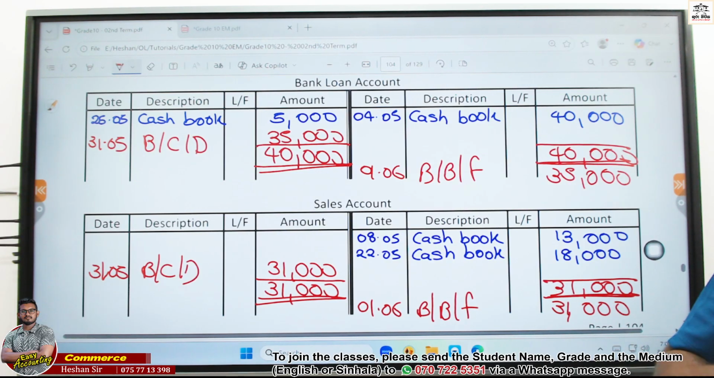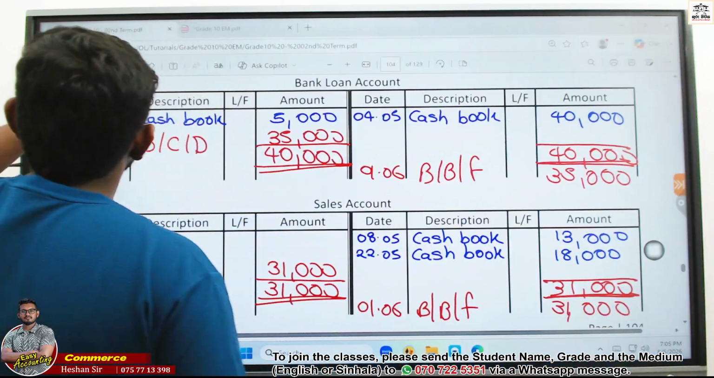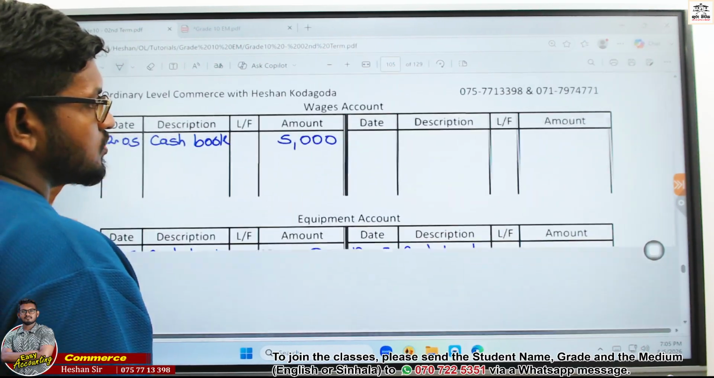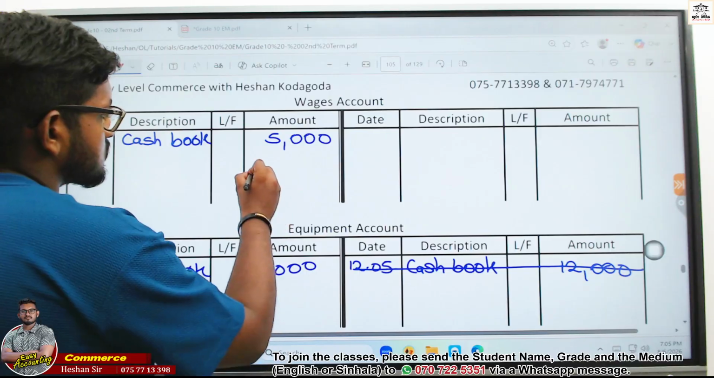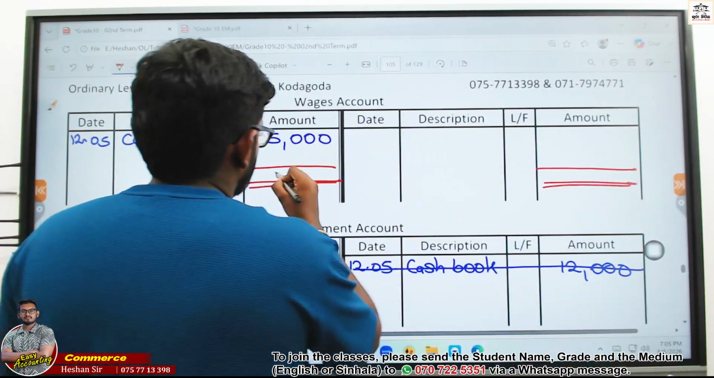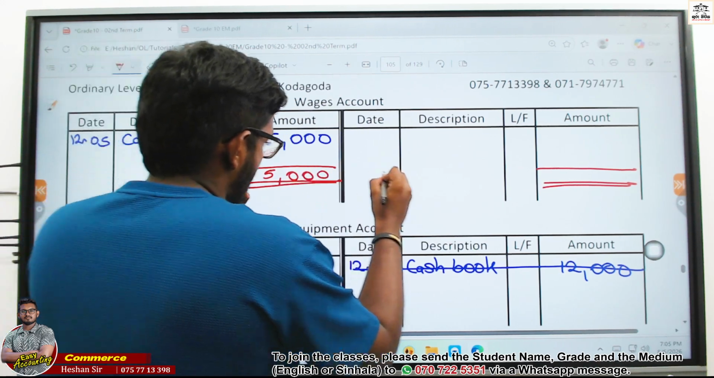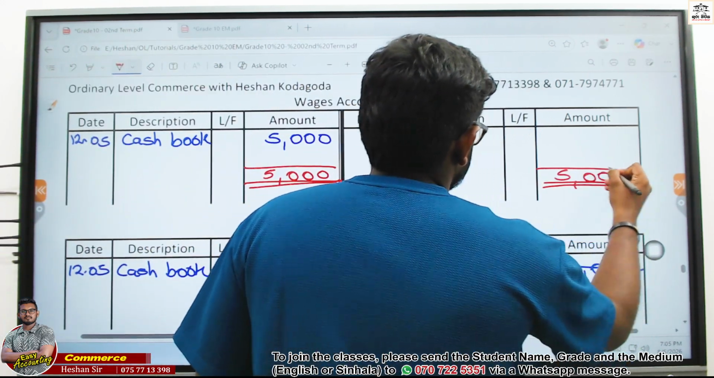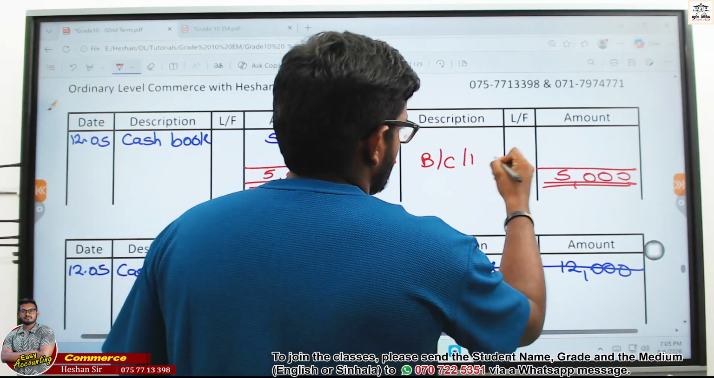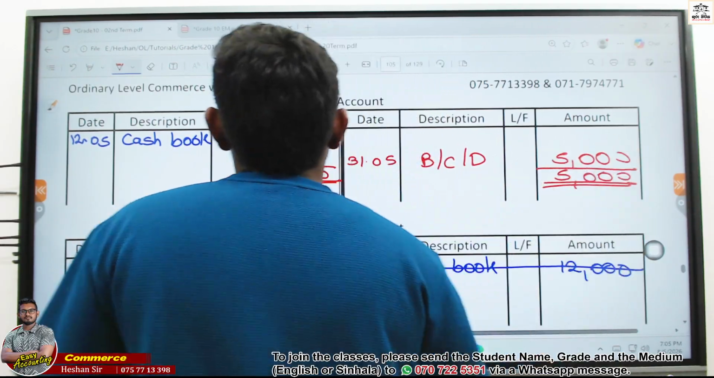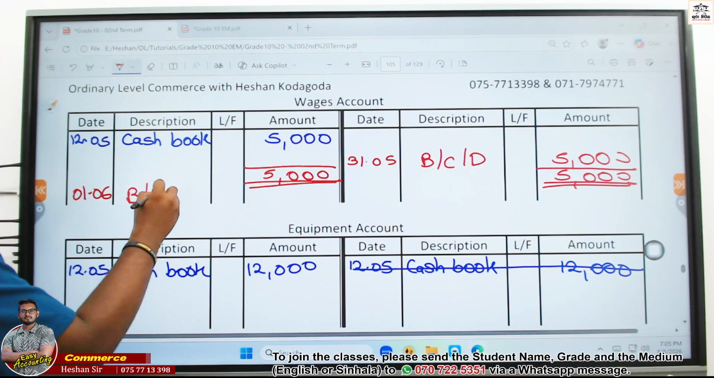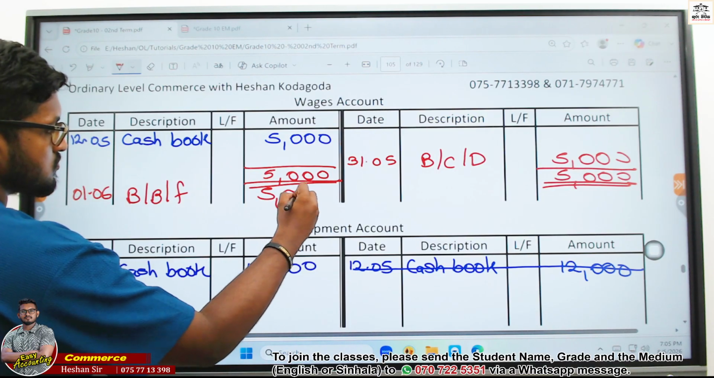Right. Next one. Wages account 5,000. 31st of May, balance carried down 5,000. 1st of June, balance brought forward 5,000.